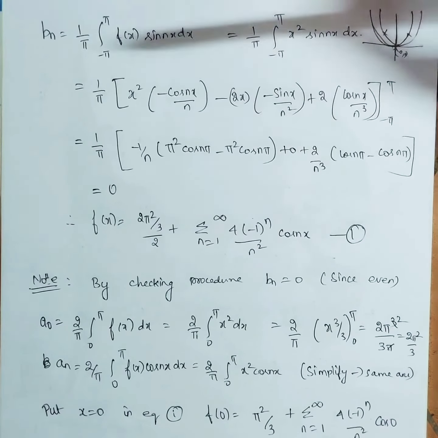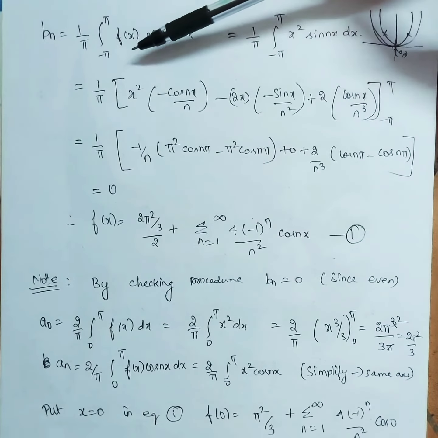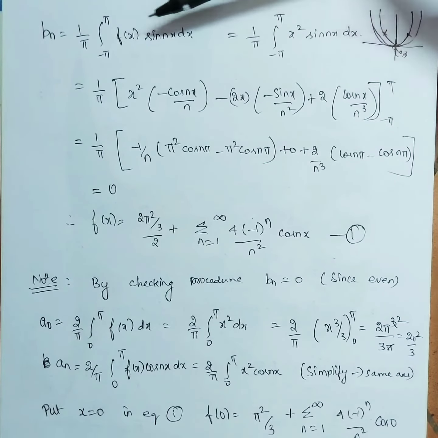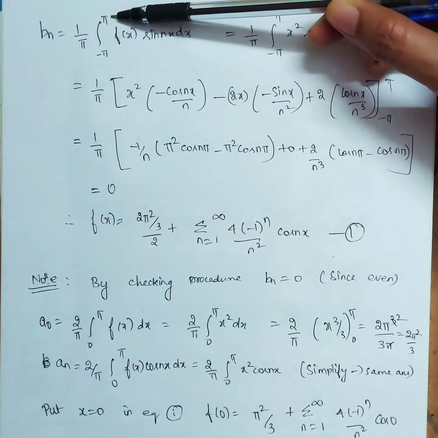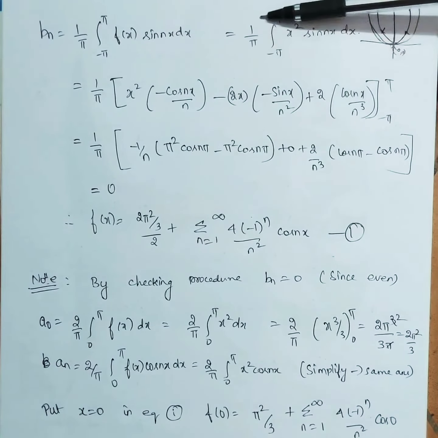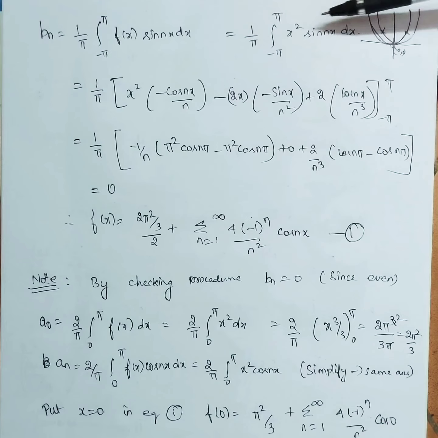Yes. What is the formula for Bn? 1 by pi integral minus pi to pi f of x sin nx dx. Always for an you will get cos nx, for Bn sin nx. This formula is always same. Again, the limit in the problem they have given is minus pi to pi. So I have written this. So 1 by pi integral minus pi to pi x square sin nx dx.